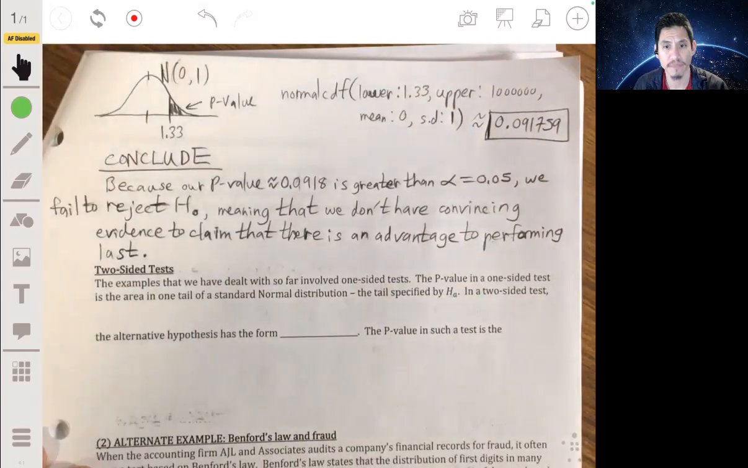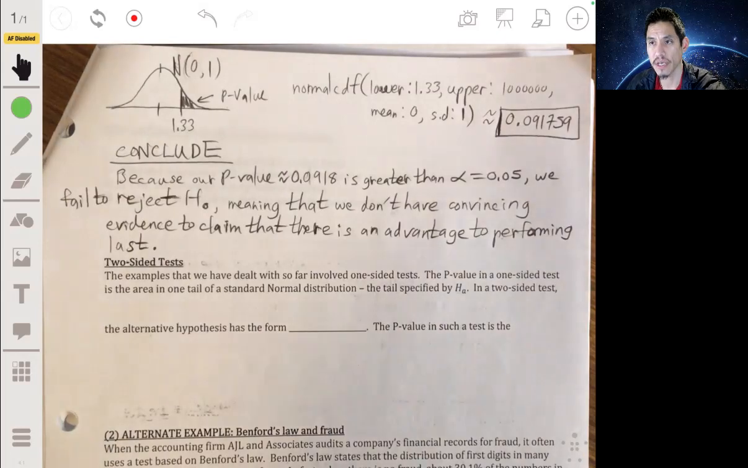All right. So there we go. There's an example of how we go through a significance test for a population proportion. So I hope that helps, and good luck.